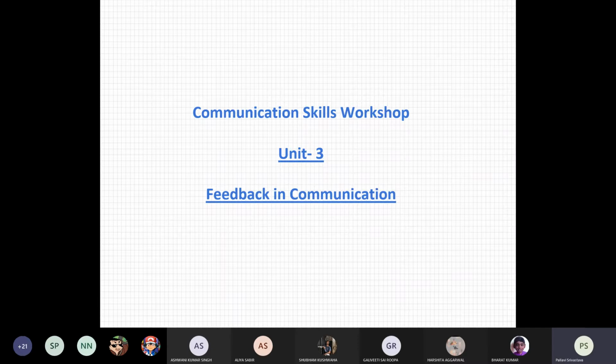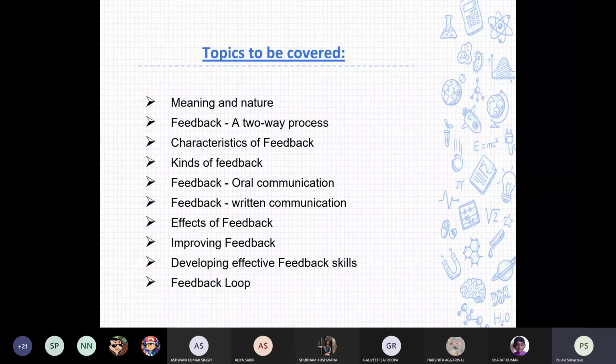But here we will learn how to give feedback, and what are the points, if we keep them in mind while giving feedback, we can improve our feedback. And at the same time, what are the characteristics? So let's look into the contents. What are the subtopics we are going to cover in this unit?